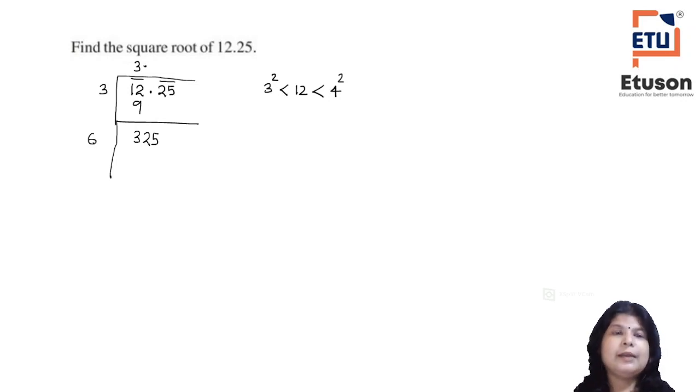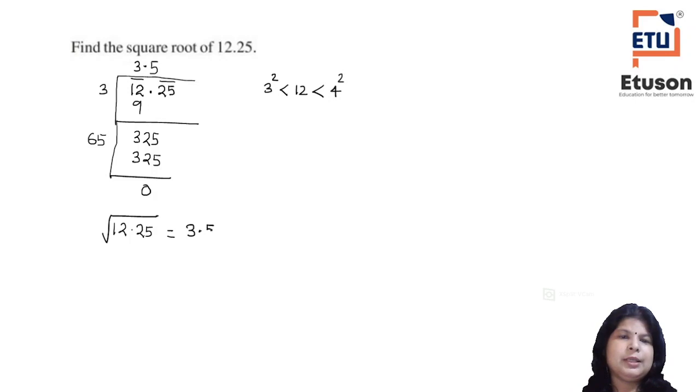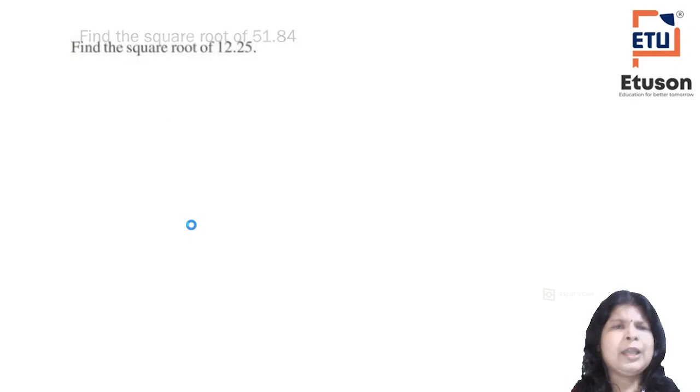So let us try with 5. If you put 5 here, you have to put 5 here also, after the decimal point in the quotient part. So 65 into 5 is equal to 325. Correct or not? So you have now got the remainder equal to 0. As now you have got the remainder equal to 0, you have already obtained the square root of the number 12.25, which is equal to 3.5. Correct, children?